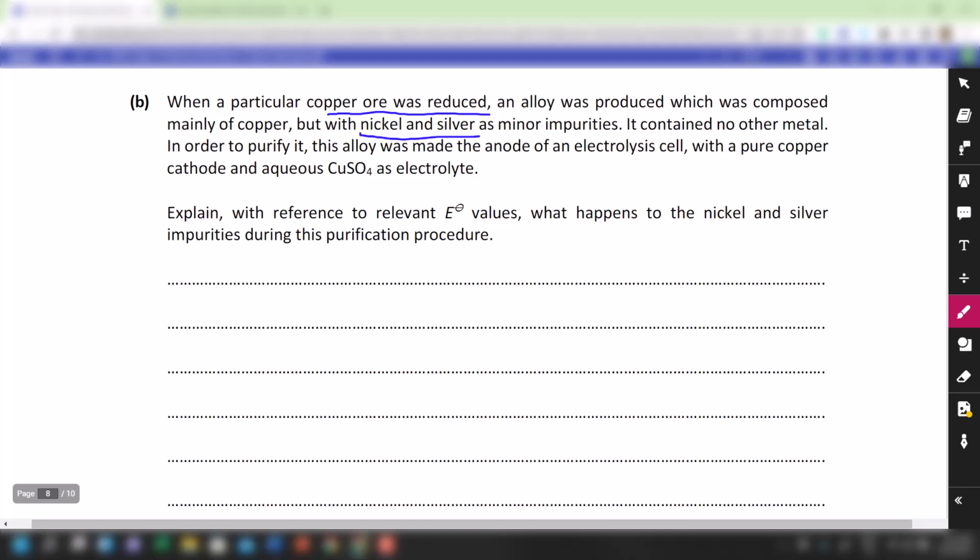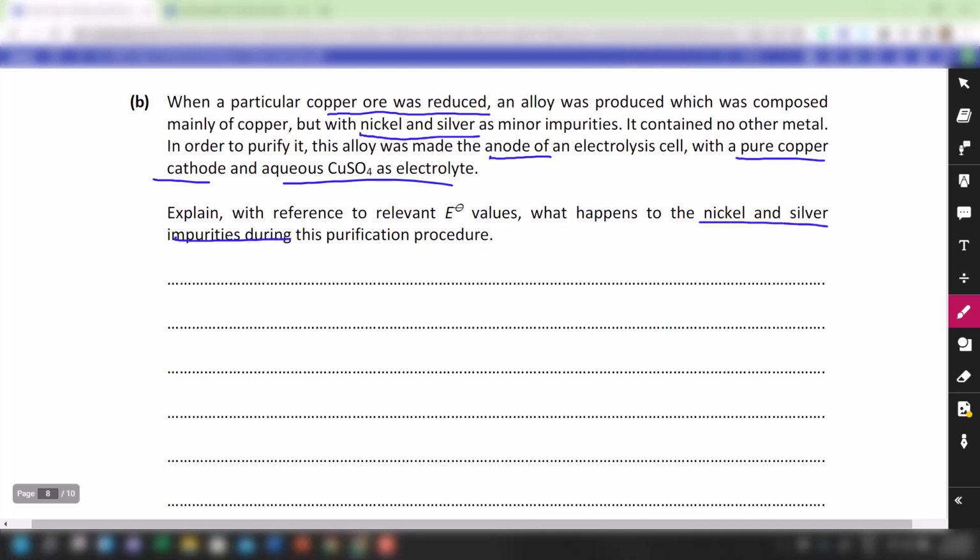In order to purify, the alloy was made the anode of an electrolysis cell. They are quite kind to the students, so they tell you that your alloy must be made the anode. That means you are forcing an oxidation reaction there. You have a pure copper cathode, this is obvious, and then copper sulfate as the electrolyte. With reference to relevant E0 values, explain what happens to the nickel and silver impurities during the purification process.